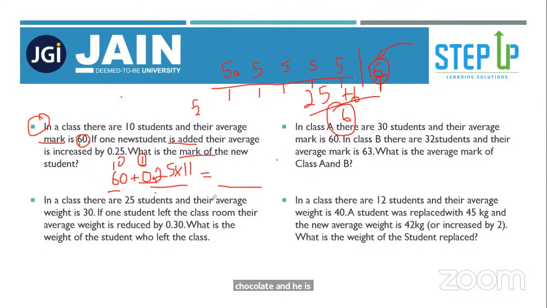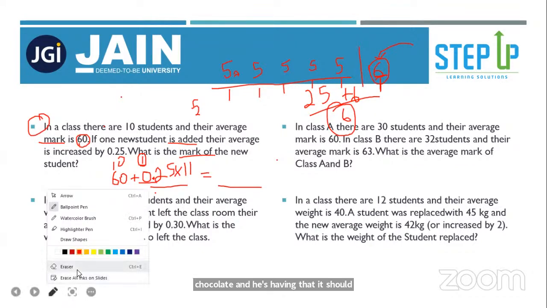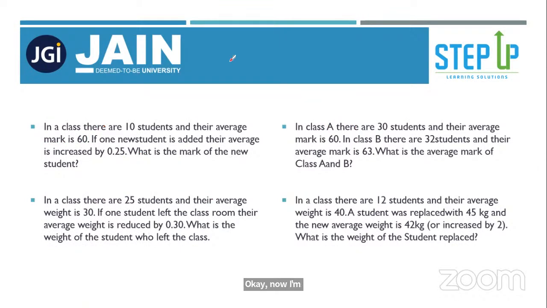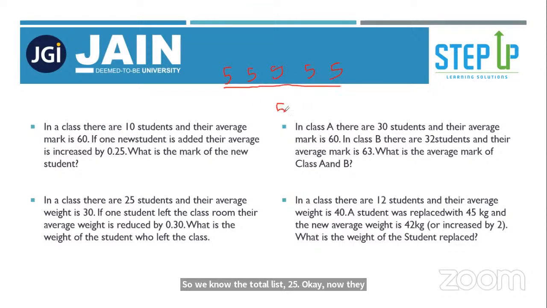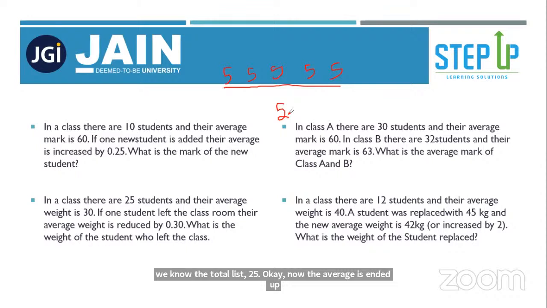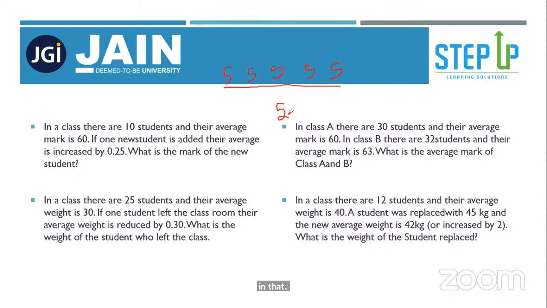It should be distributed. Now I'm just erasing and rewriting it. Same: 5 students, 5 students, 5 students, 5 students, 5 students. So we know the total is 25. Their average is 5. Total is 25 and average is 5. Any doubts? No doubt.